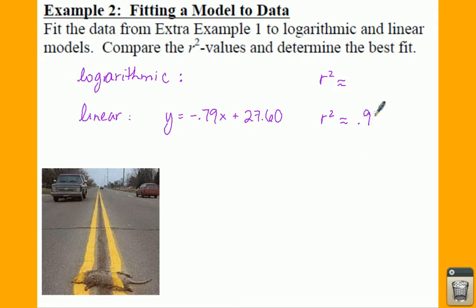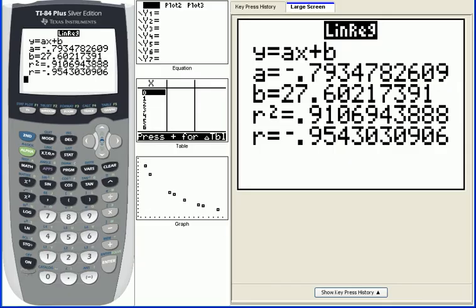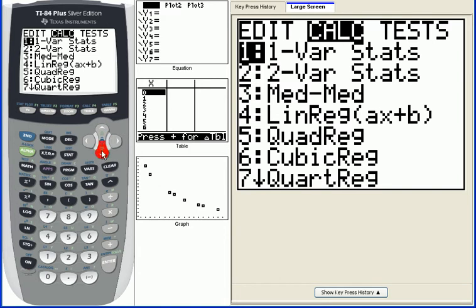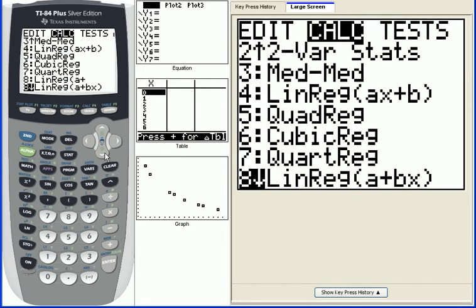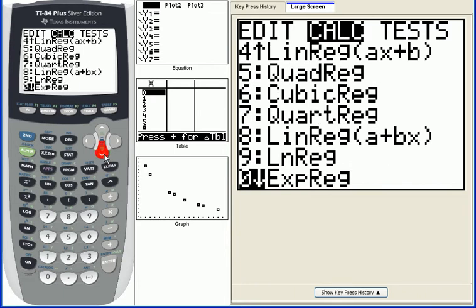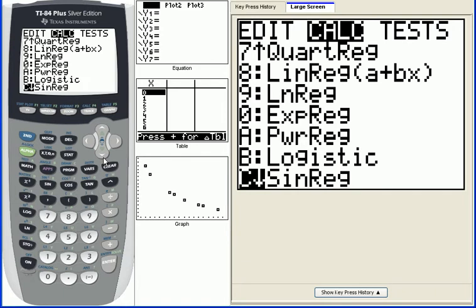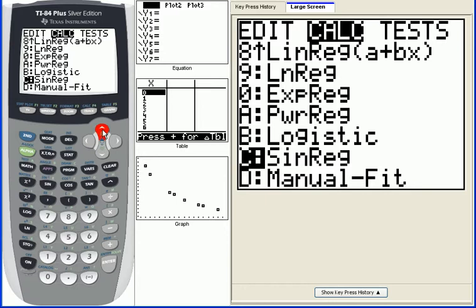0.9107. Hopefully your logarithmic model will be a little bit closer. So let's go back to your stat, go over to the calc menu. We're going to go down until we find our log. Make sure you choose the correct one here. You don't want to choose a logistic model. You're going to choose the natural log, or the ln model. You don't want to choose the logistic model. That's not going to be the correct one.